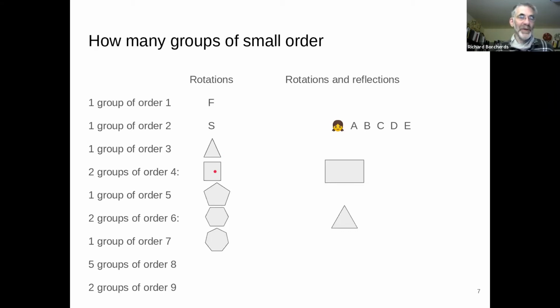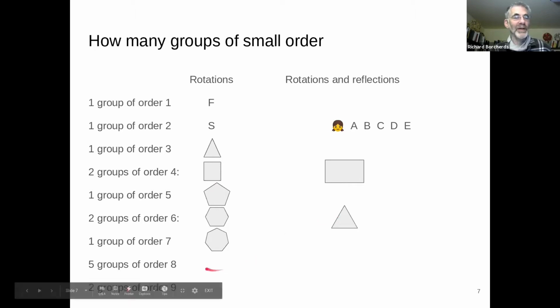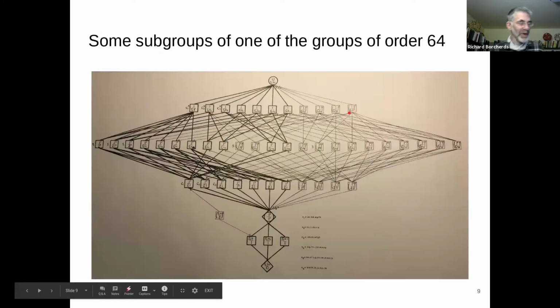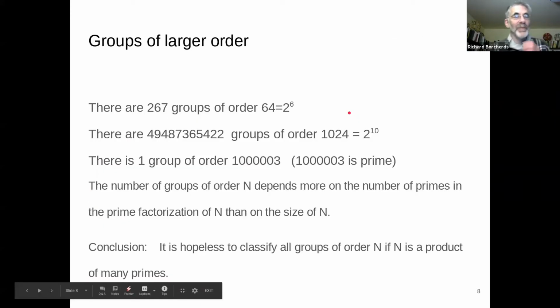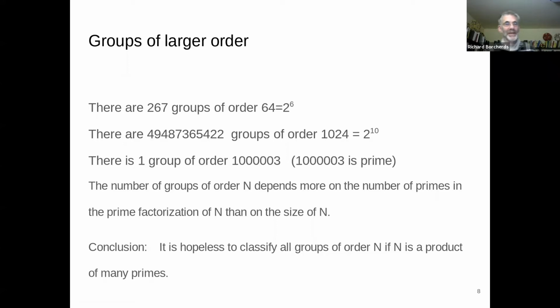And you find, well, we've shown there are 2 groups of order 4. There are 2 groups of order 6, because we can have rotations of a hexagon, or rotations and reflections of a triangle. There are 5 groups of order 8, which I'm not going to write down because they're a little bit complicated. And you can go on to ask, how many groups are there of higher order? And the answer is there are rather a lot. So if we go to order 64, for example, there are 267 groups of order 64.